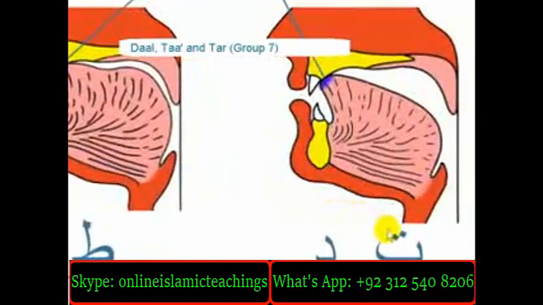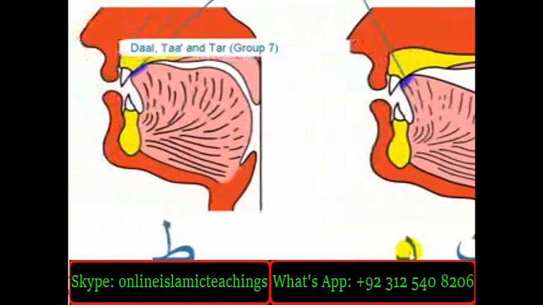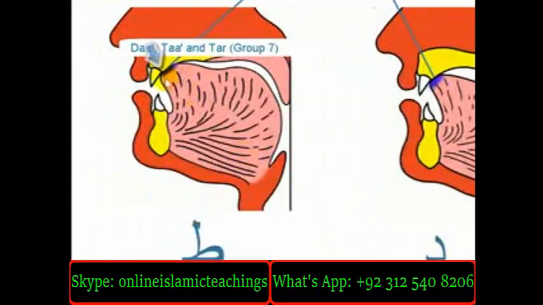The letters that are said like this, 2 of them start in exactly the same way, i.e. the position of the tongue. So we have the letter Ta, Ta, and we have the letter Dal, Dal. And the other one we have is the letter Bo, Bo.